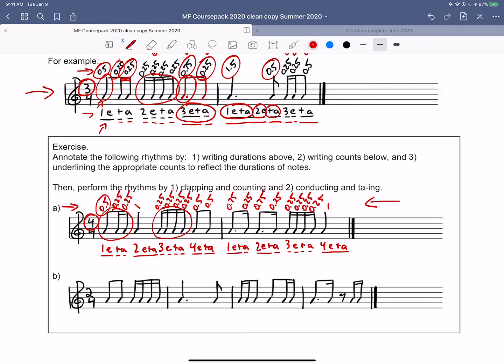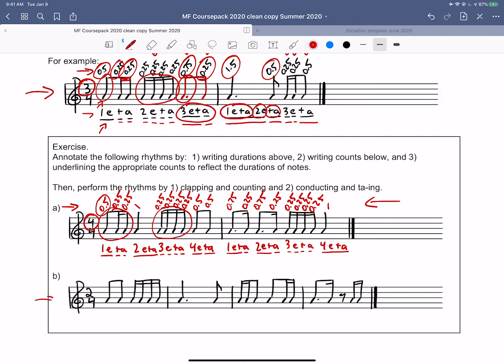Let's hear how this one goes. So I recommend you clap and count and also try conducting in time. So I will count and snap. Here it goes. 1 e and a 2 e and a 3 e and a 4 e and a, 1 e and a 2 e and a 3 e and a 4 e and a, 1 e and a 2 e and a 3 e and a 4 e and a.